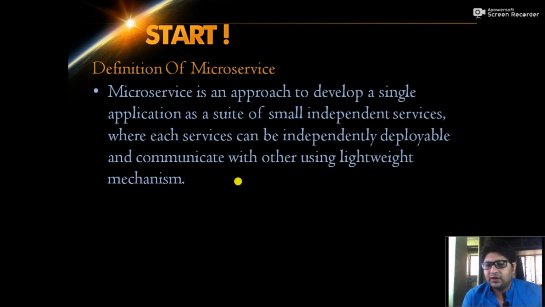What is a lightweight mechanism? Either it is a sync REST API or an async JMS API. So the communication pipe should be dumb. It should not do anything other than carrying the payload.